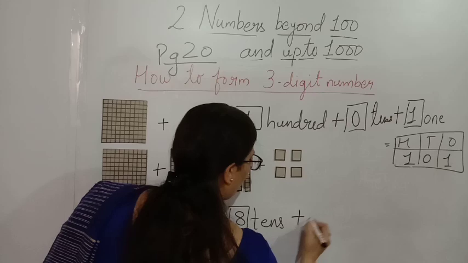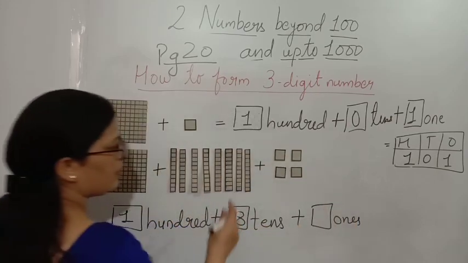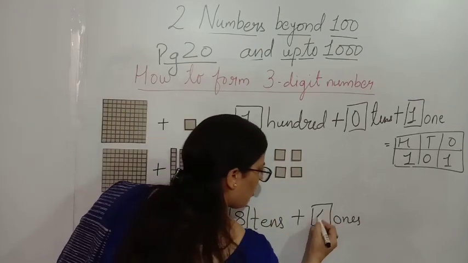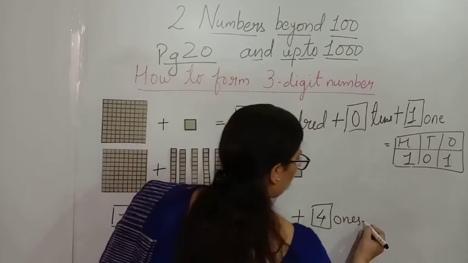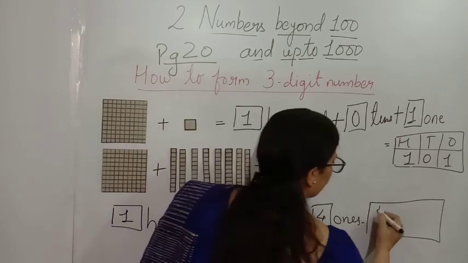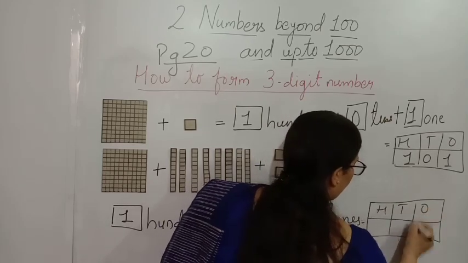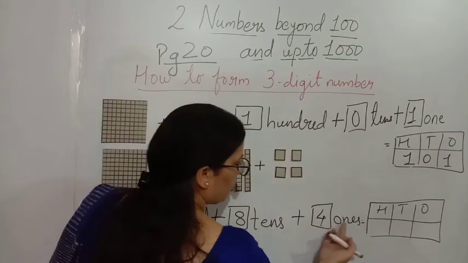Now, how many ones are there? 1, 2, 3 and 4. So here in the box we'll write 4. Now form the number. Hundreds, tens, ones. What will we write? At ones place, how many ones are there?